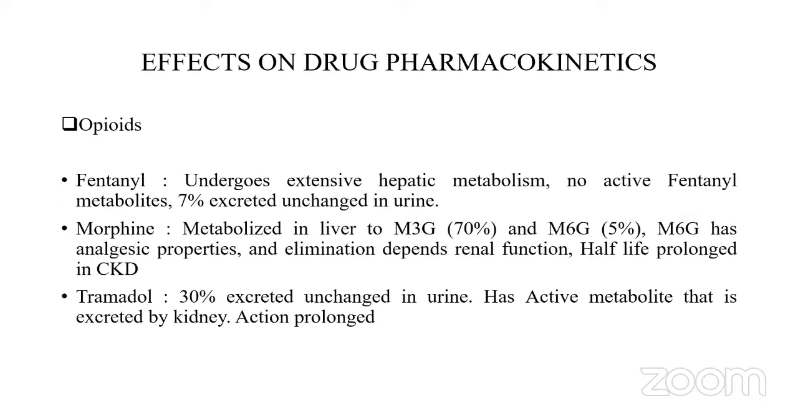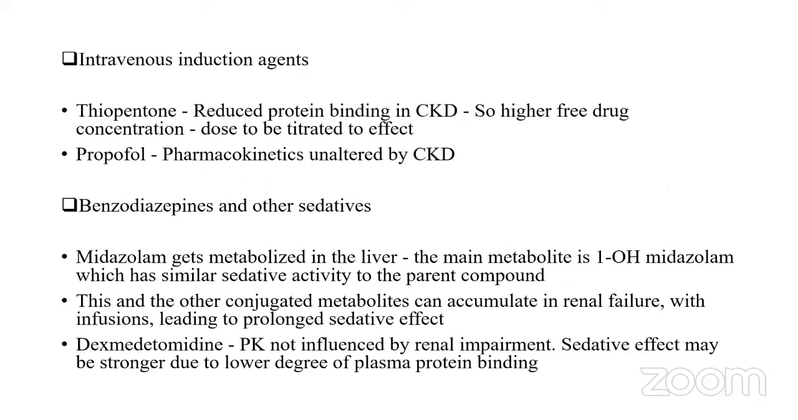Effects on drug pharmacokinetics in CKD. Opioids, fentanyl. It undergoes extensive hepatic metabolism. No active fentanyl metabolites. 7% excreted unchanged in urine. So its action is prolonged. Morphine. It is metabolized in the liver to morphine 3 glucuronide 70% and morphine 6 glucuronide 5%. Morphine 6 glucuronide has analgesic property and elimination depends on renal function. Half-life is prolonged in CKD. Tramadol, 30% excreted unchanged in urine, has an active metabolite that is excreted by the kidney. So the action of tramadol is also prolonged.